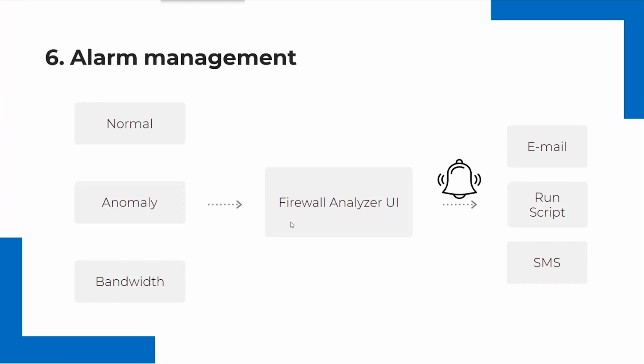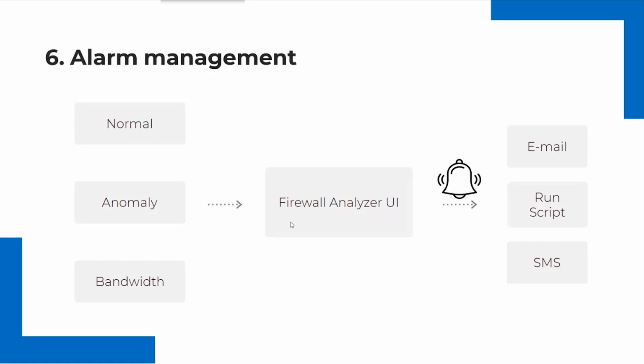In Firewall Analyzer, we can configure three types of alarm profiles. The normal alert, which is a real-time alert for a specific activity. The anomaly alert, which is used when you want to be notified about an event over a period of time. And finally, the threshold or the bandwidth alert. This notifies you when a specific bandwidth threshold is crossed.